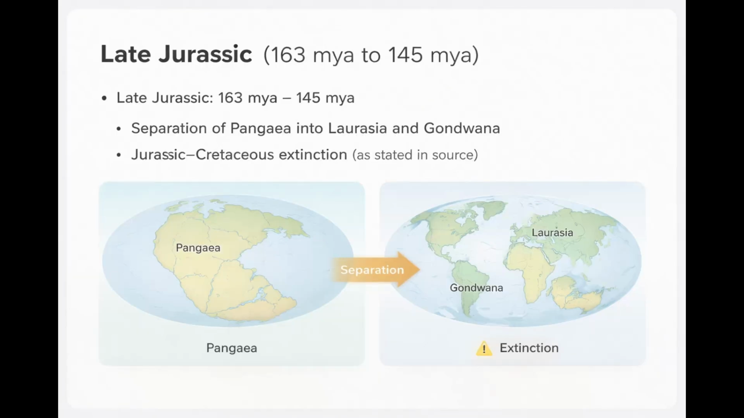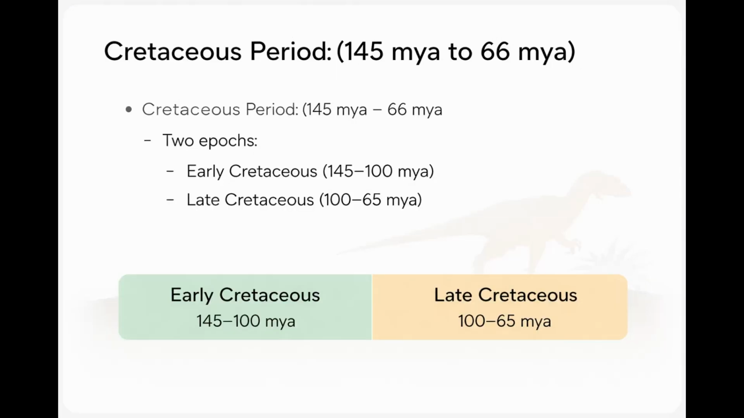In the late Jurassic, from 163 to 145 million years ago, the material notes the separation of Pangaea into Laurasia and Gondwana. That tectonic breakup reshapes coastlines and climates. The source also mentions an extinction associated with the Jurassic-Cretaceous transition, signaling that the boundary between these periods includes significant biological turnover. The Cretaceous period runs from 145 to 66 million years ago.